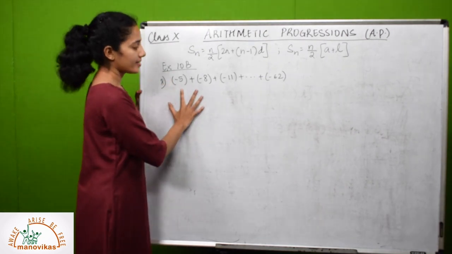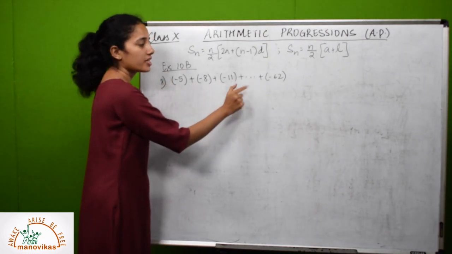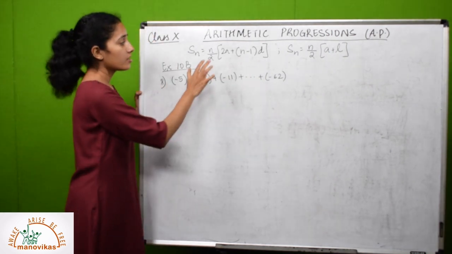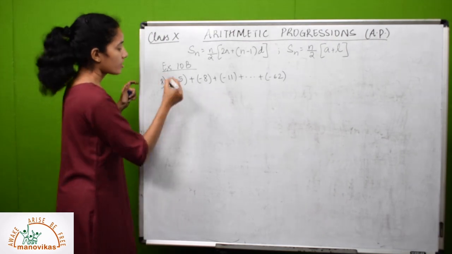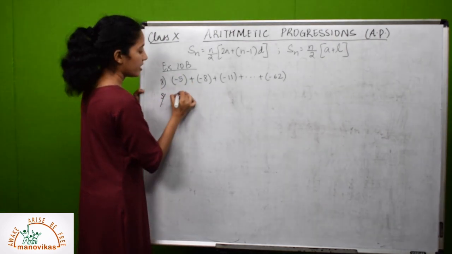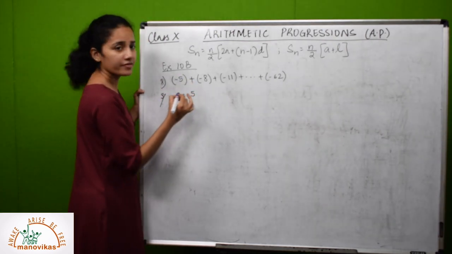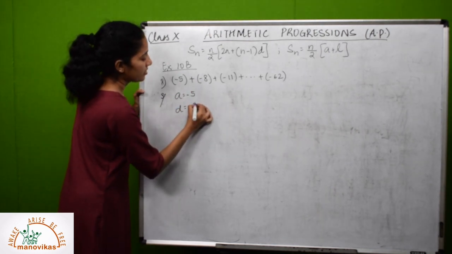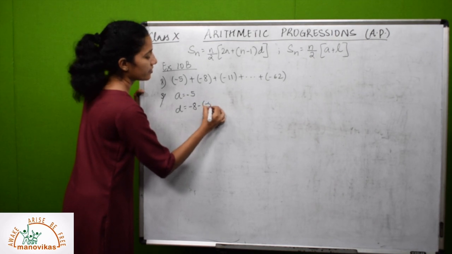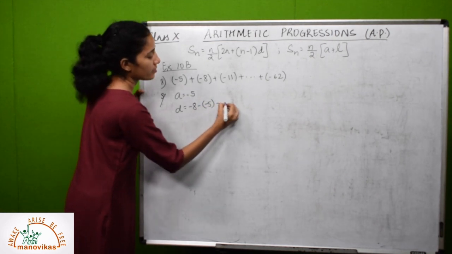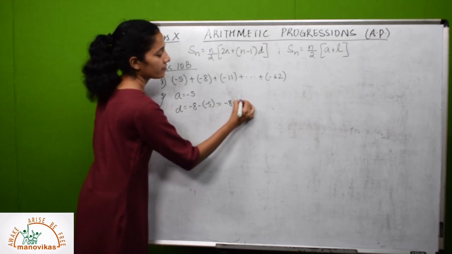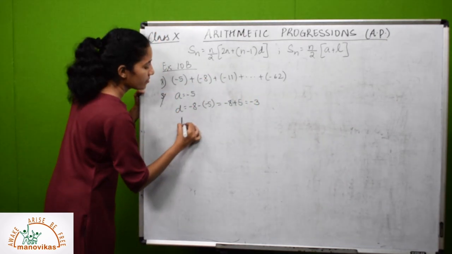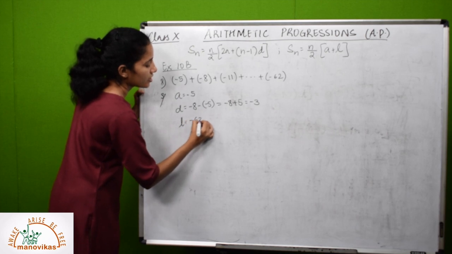Let us consider another problem, problem number 8 from the same exercise. You have to find the sum of this sequence. Note that here the last term is mentioned, but what is not mentioned is the number of terms. So let us write what is given. a is negative 5, d is negative 8 minus negative 5, which is nothing but negative 8 plus 5, which is equal to negative 3. You are given the last term, which is minus 62.